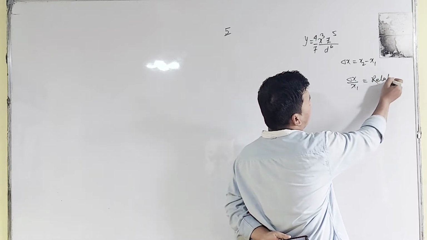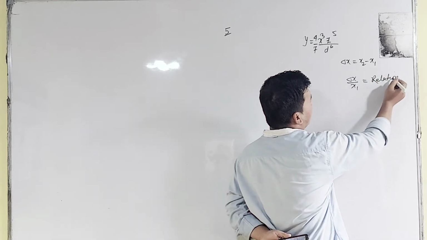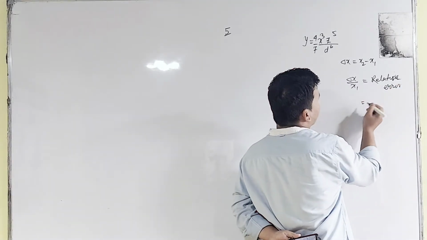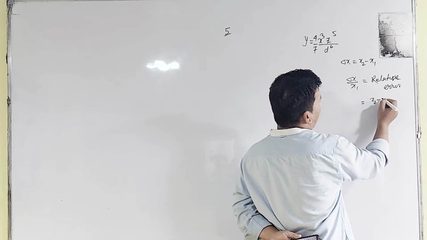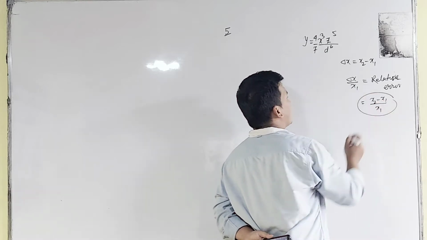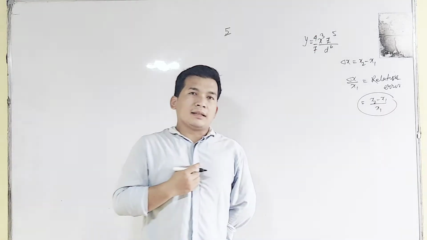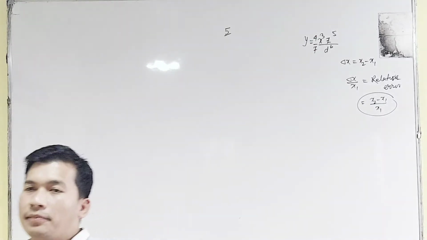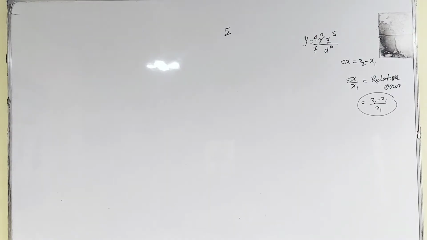If the change in the value is divided by the original value, this will be the relative error. Okay, so x2 minus x1 divided by x1 will be known as relative error. Error in the value of a variable divided by its original value is known as relative error. I hope you understand the concept of relative error. Next, let us look at this here.